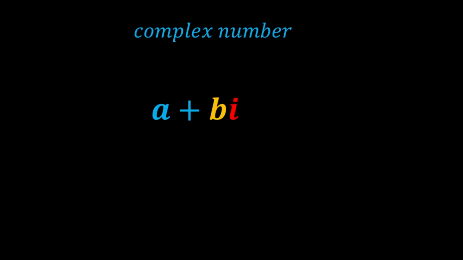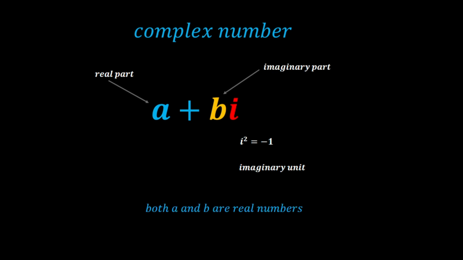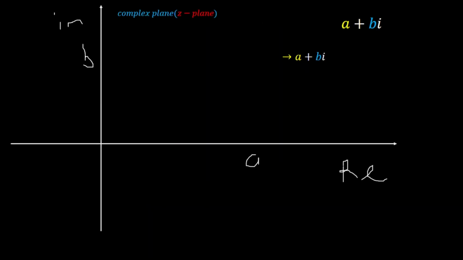Okay, let's dive into the complex numbers, starting with the complex plane. If you have a complex number that is a plus bi, you have i being the imaginary unit multiplying the imaginary part, and i squared is equal to negative 1, a being the real part and b being the imaginary part. The combination of these makes a complex number, where a and b are real numbers actually.